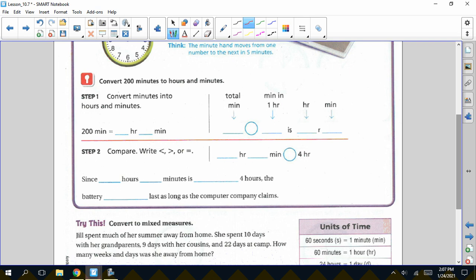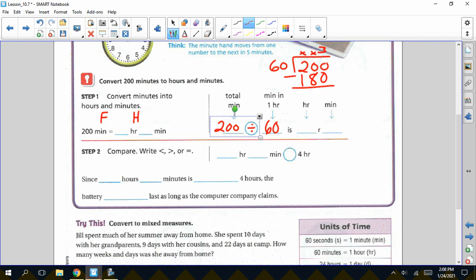And we can use "horse to fly and fly the horse" for this as well. So we have minutes, which we know is smaller than an hour. It's less time. So we're going from fly to horse. So we're going to take 200 and divide it by 60, because there are 60 minutes in 1 hour. So if we take 200 and divide it by 60, 60 goes into this 3 times, because 6 times 3 is 18, add a 0. Subtract, and I get 20.